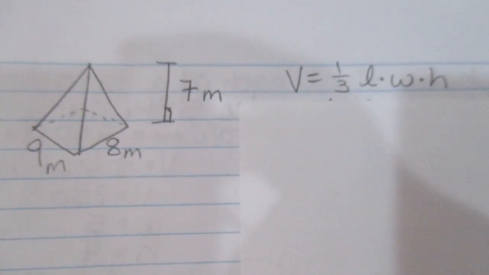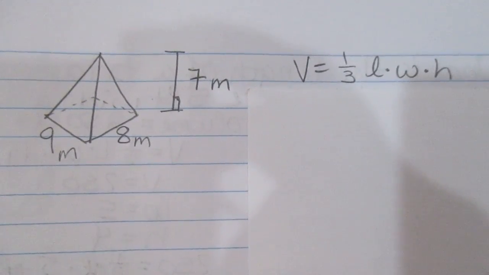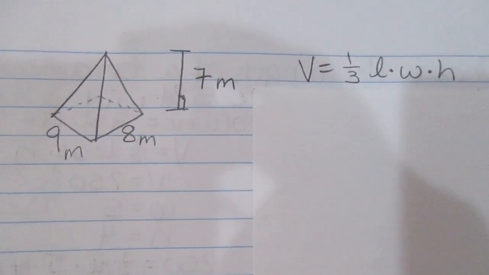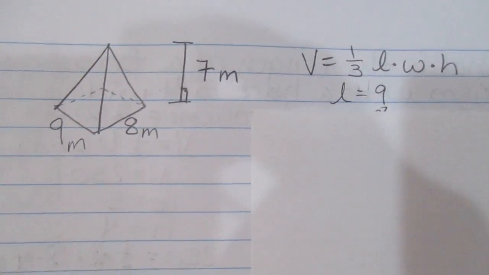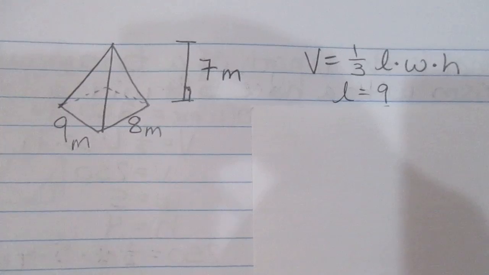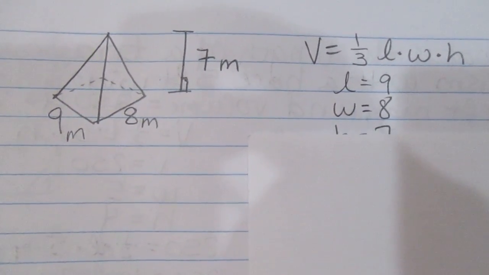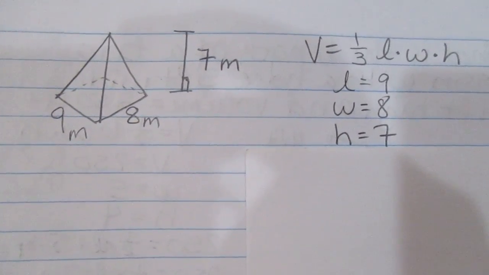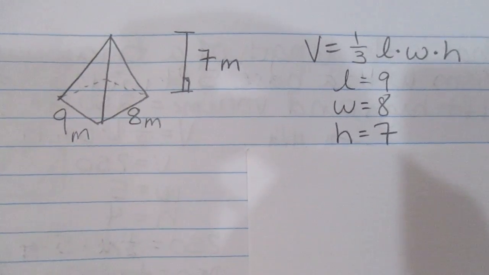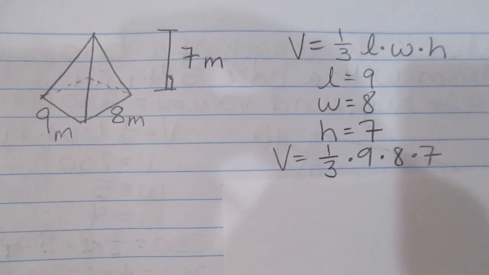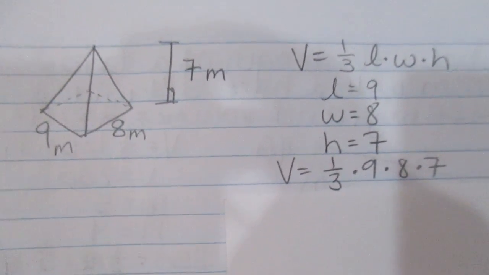And I'm going to use the version of the formula that treats the pyramid as 1/3 of a rectangular prism. So 1/3 of the length times the width times the height. Then I'm going to define my variables. The length of the base is 9. The width of the base is 8. And the height of the entire pyramid is 7. Again, your length and width can be interchanged. Then I'm going to put those into the formula and have the volume is 1/3 of 9 times 8 times 7.